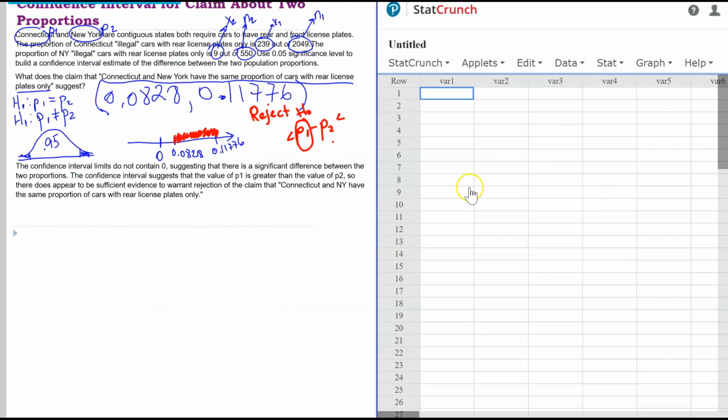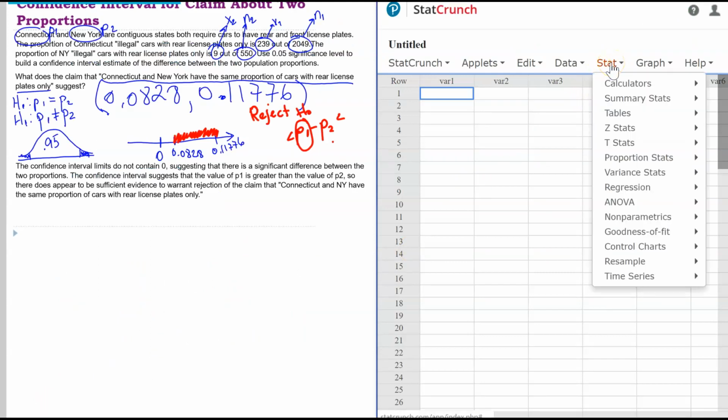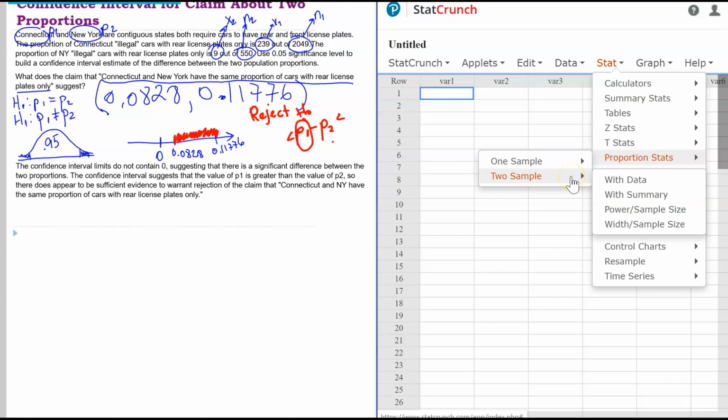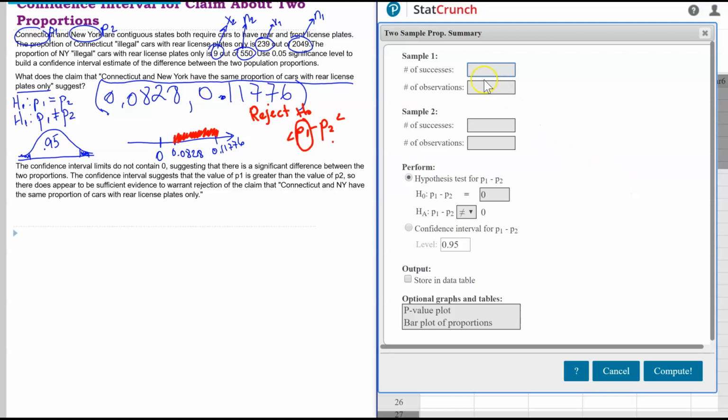Now let's look at how to solve the same problem using StatCrunch. In StatCrunch, you go to Stat, Proportion Stats, Two Sample, With Summary. In this case, if you have data, you would enter one or two sets of data. Enter the number of successes and the number of total observations in population 1, 2049. Enter the number of successes in the second population, 9 out of 550.